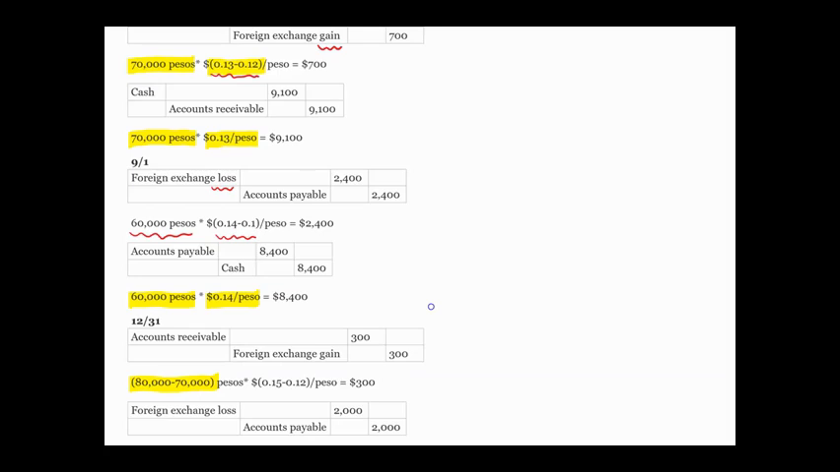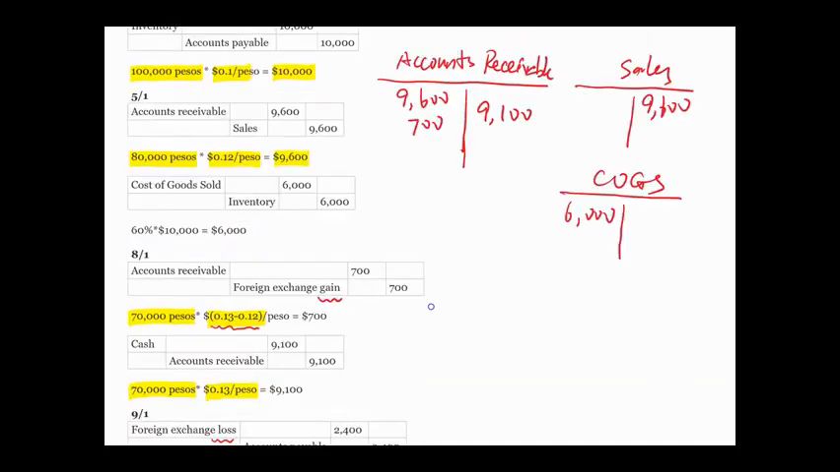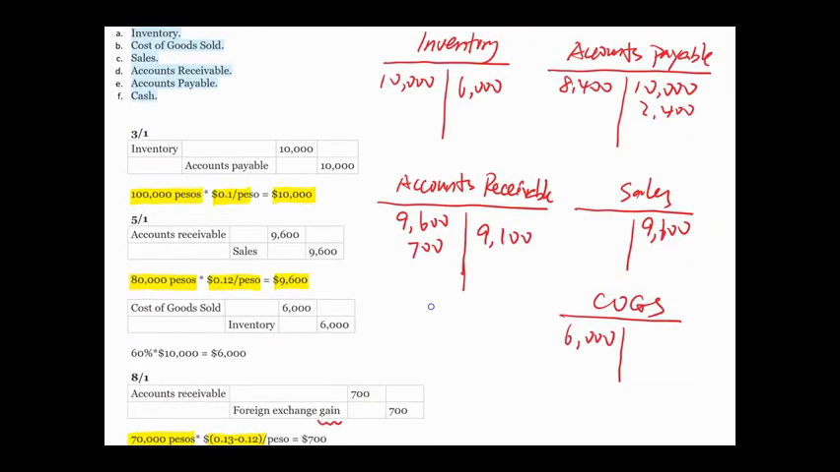That's going to be the year-end exchange rate of 15 cents per peso minus the transaction date exchange rate of 12 cents per peso, so the change is 3 cents. So in total, for this 10,000 uncollected payment, there is a foreign exchange gain of 300. Okay, so we need to debit accounts receivable 300 here.